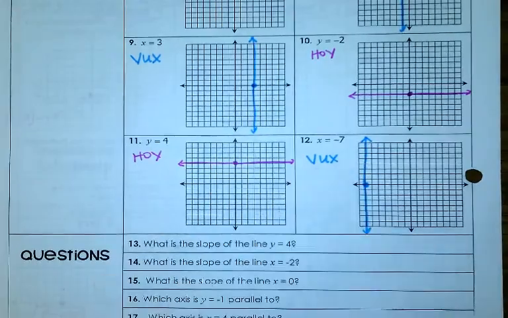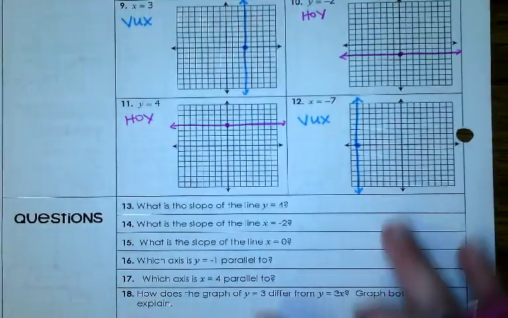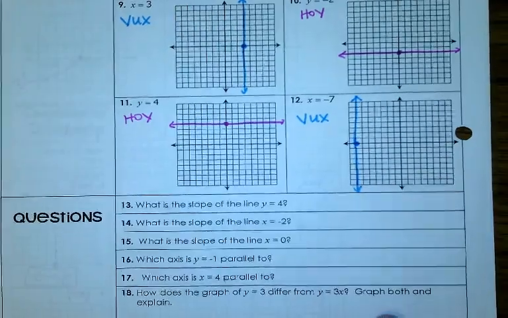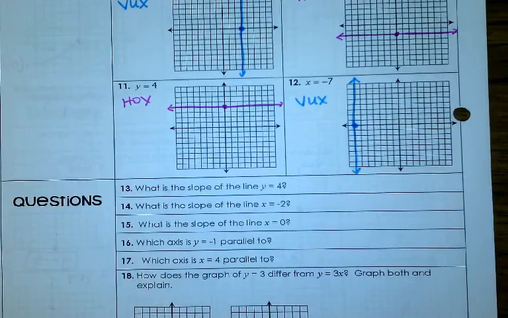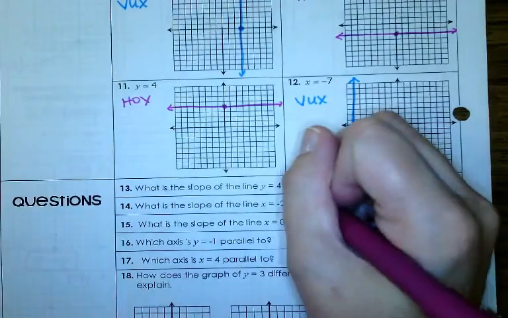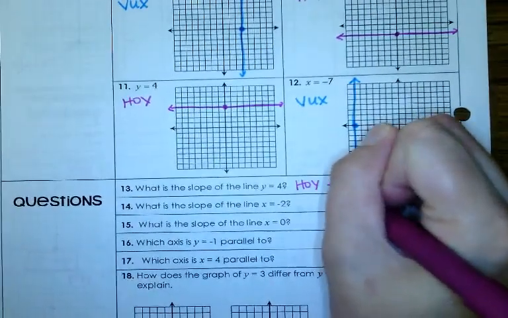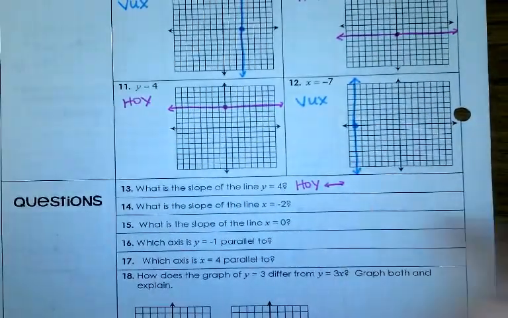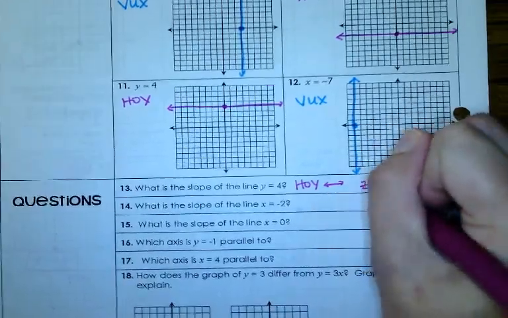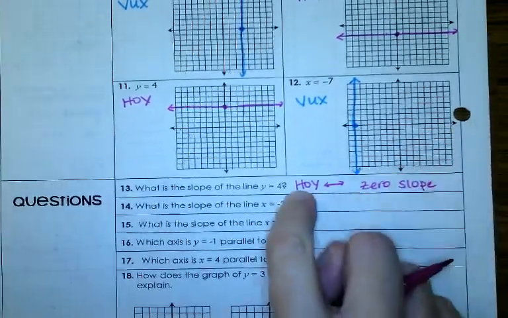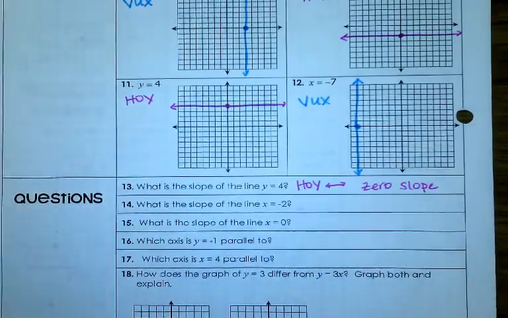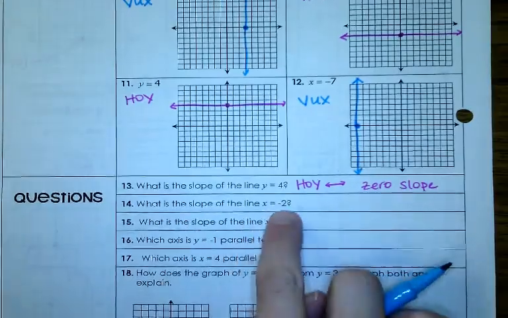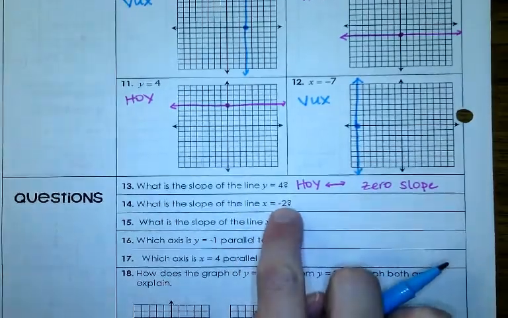So guys, what is the slope of y equals 4? Well, if it's y equals, is that VUX or HOY? HOY. So that means it's going to be a horizontal line. What is my slope, y'all? It's a 0 slope. That HOY, it's a 0 slope. What is the slope of the line x equals -2? Is that VUX or HOY? That's a VUX. So that's a vertical line. What kind of slope do vertical lines have?